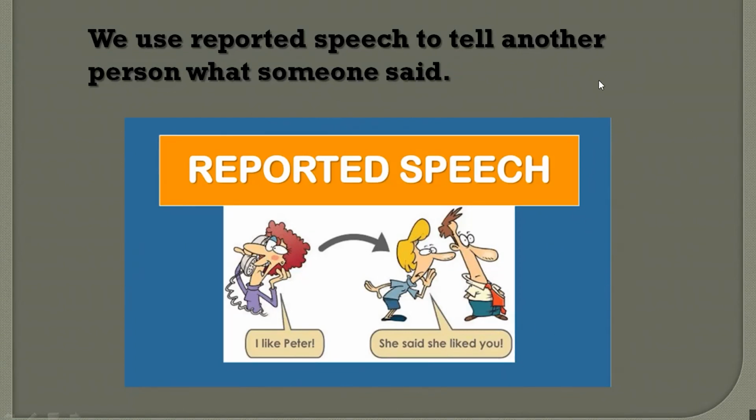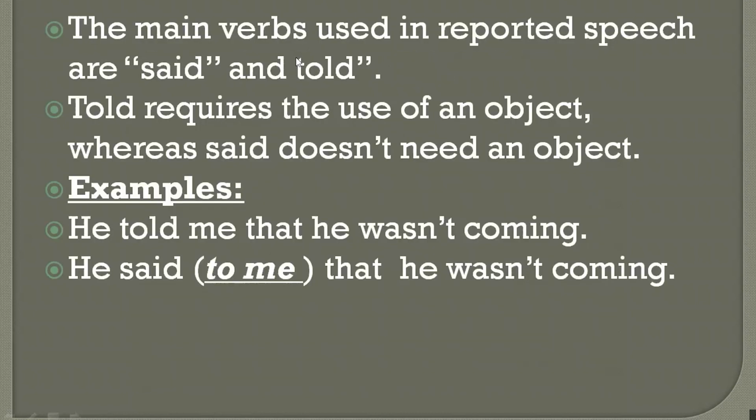Let's take the grammatical rules behind reported speech. The main verbs used in reported speech are said and told. Told requires the use of an object. You have to have an object, whereas said doesn't need an object. Let me give you some examples. He told me. So the object here in the situation is me. He told me. You cannot say he told that. Nope. You have to use an object. He told her, he told me, he told you. There has to be an object.